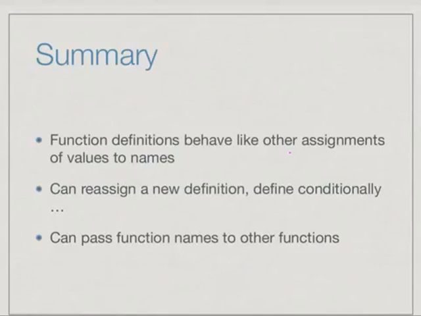So to summarize, function definitions behave just like other assignments of values to names. You can reassign a new definition to a function. You can define it conditionally and so on. Crucially, you can use one function and make its name point to another function. And this is implicitly used when we pass functions to other functions. And in situations like sorting, you can make your sorting more flexible by passing a comparison function which is appropriate to the values being sorted.